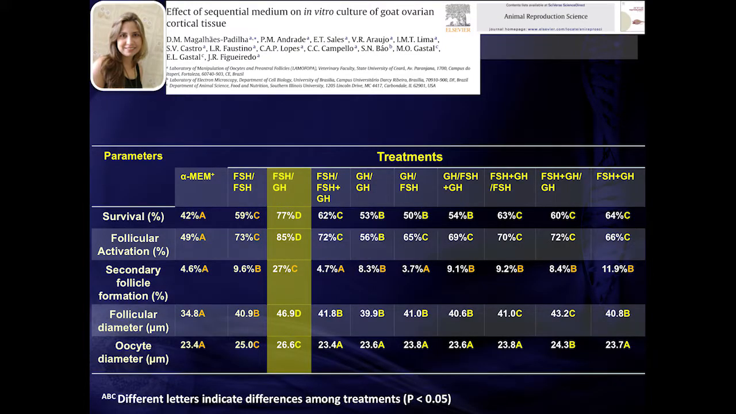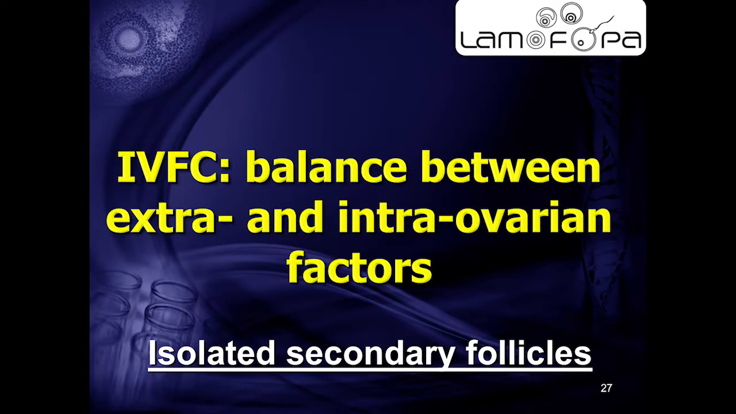The best outcomes were obtained using FSH in the first half, followed by GH. I'd like to draw your attention to the highest percentage of follicle survival, activation, secondary follicle formation, and follicular and oocyte diameter in this treatment. Now, I'd like to turn to the use of in vitro culture of secondary follicles to study the balance between extra- and intra-ovarian factors.